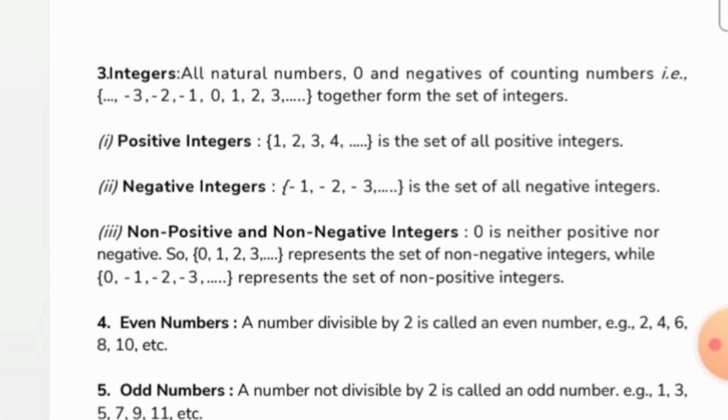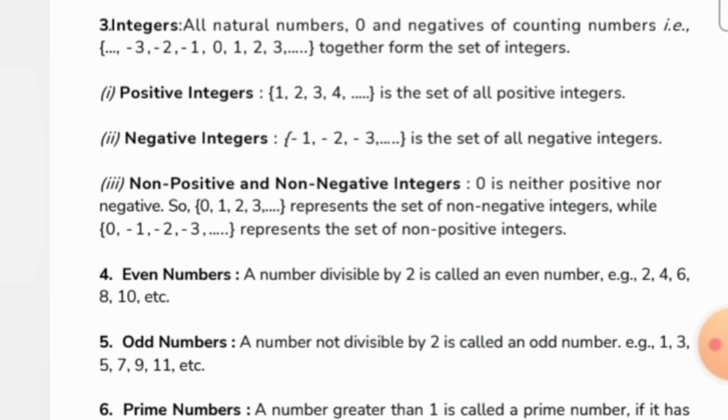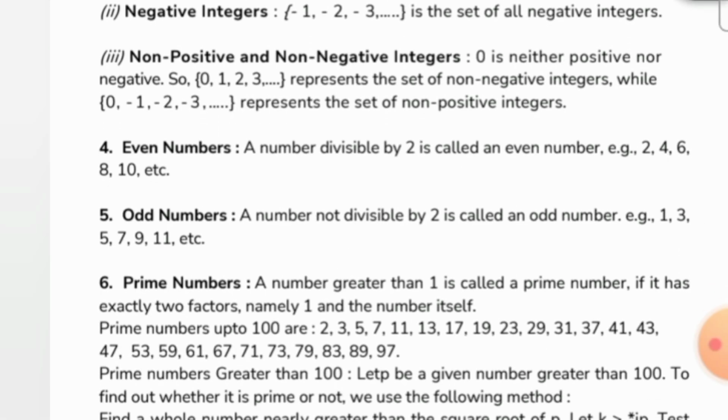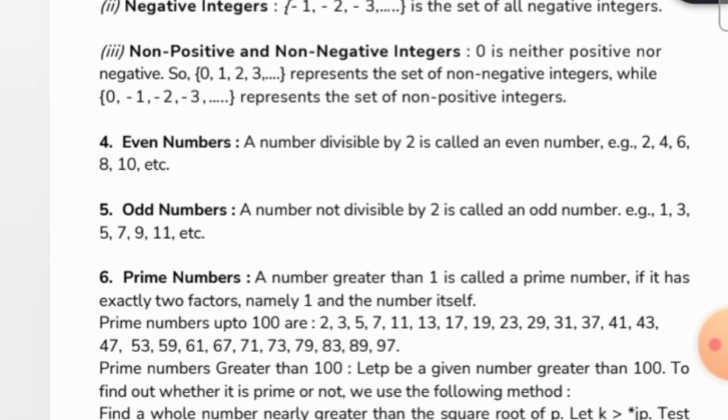Even numbers. A number which is divisible by 2 is called an even number, that is 2, 4, 6, 8, 10, etc. Odd numbers. A number not divisible by 2 is called an odd number, that is 1, 3, 5, 7, 9, 11, etc. And prime numbers. A number greater than 1 is called a prime number if it has exactly 2 factors, namely 1 and the number itself. Examples are 2, 3, 5, 7, 11, 13, 17, 19, etc.